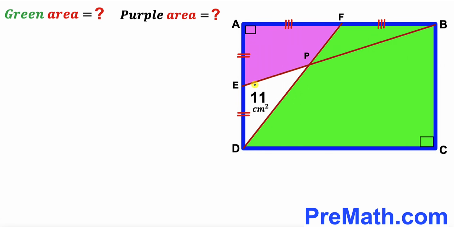Furthermore, the area of this white triangle EPD has been given to us as 11 centimeters square. Our task is to calculate the area of this purple shaded quadrilateral, and we are going to calculate the area of this green shaded trapezoid as well.